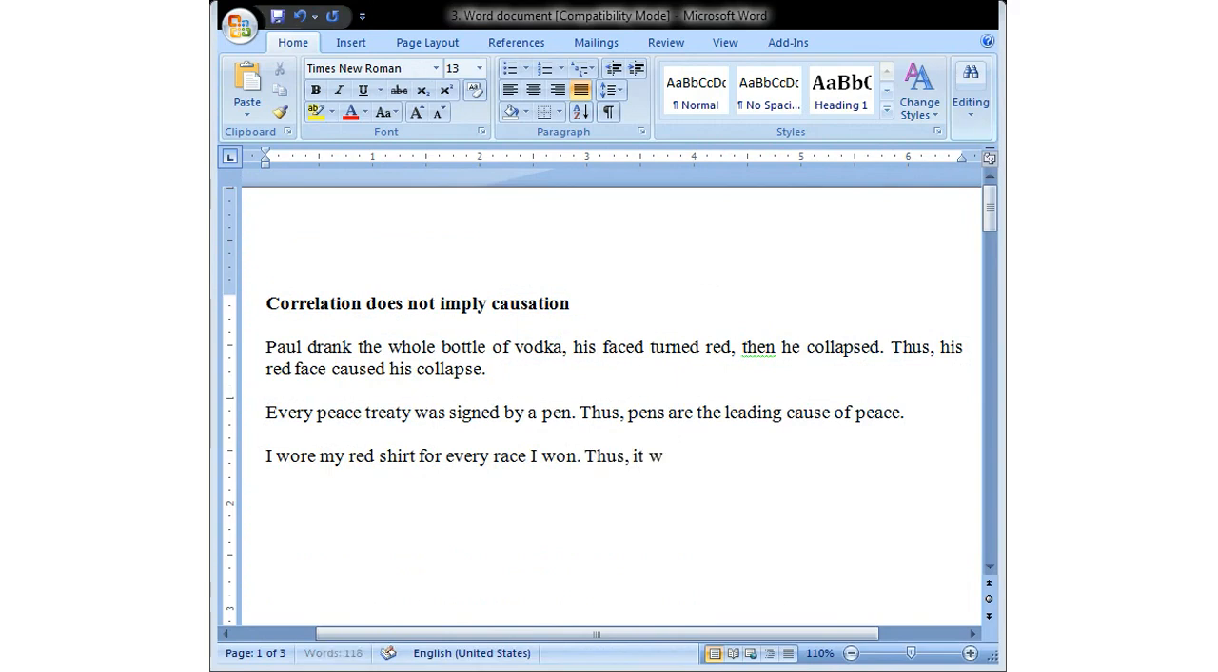Thus, it makes me win. I wore my red shirt for every race I won. Thus, it makes me win. And by it, we mean the red shirt. What is this argument? What fallacy is it committing? Well, correlation does not imply causation. It's true. The red shirt accompanied the winning.